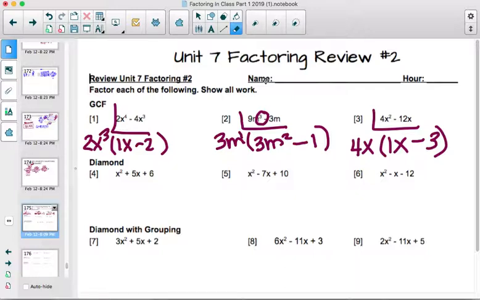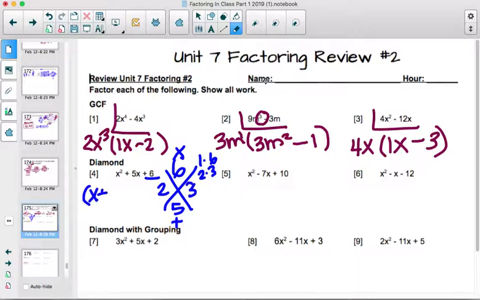The second type are all diamonds. So remember, the last number goes on top, the middle number goes on the bottom. We're trying to multiply to the top number, add to the bottom. So we always start with the top and write out 1 and 6, or 2 and 3. 2 plus 3 is 5, so those are the factors I want. And remember, I write it out as two binomials, so it's going to be x plus 2, x plus 3.